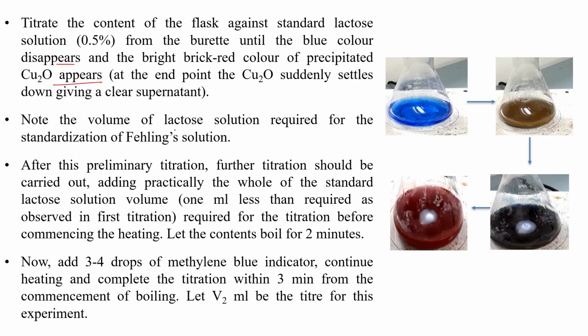Now note the volume of lactose solution required for the standardization of the Fehling solution. How much lactose solution has been used for standardizing the Fehling solution, you will note it. This is called the preliminary titration. Why is it preliminary and why are we going for it? Because we want to save time in boiling. If we boil for an extended period, the cuprous form will get converted back to cupric form, which we don't want.